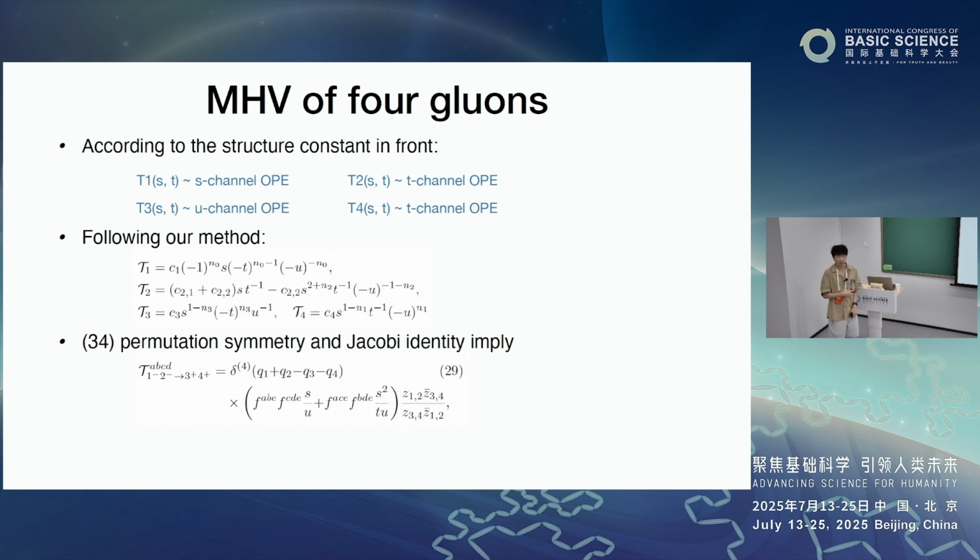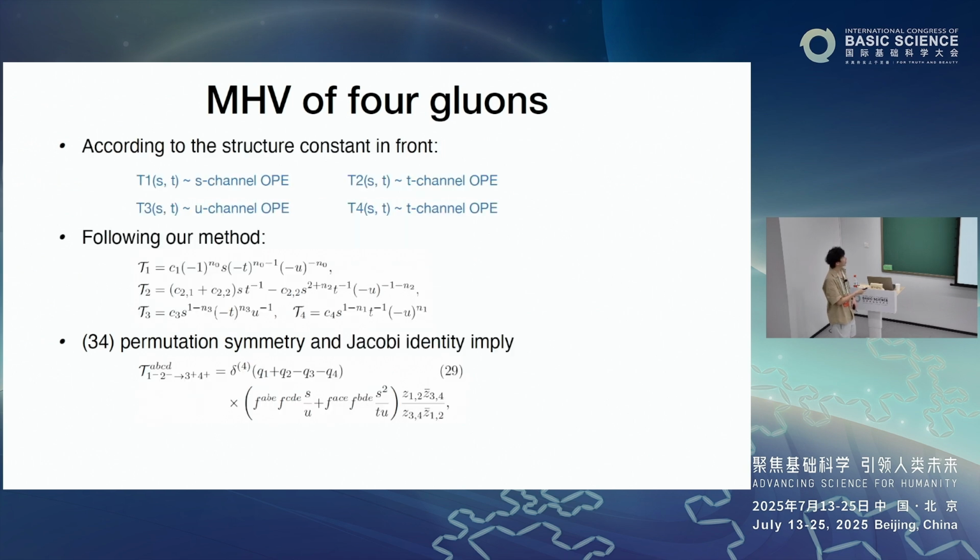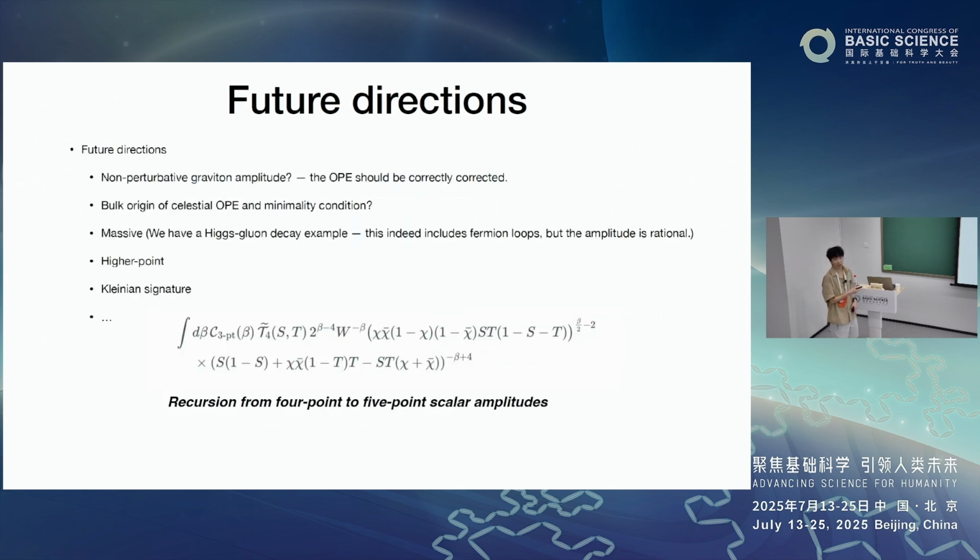That is because the input for the C is the tree level result. That's why we use the tree level TST. But anyway, I want to stress that our relation is purely non-perturbative. If we input the non-perturbative C, we will get the full result of TST. So basically, this gives us a way to compute the non-perturbative scattering amplitude.